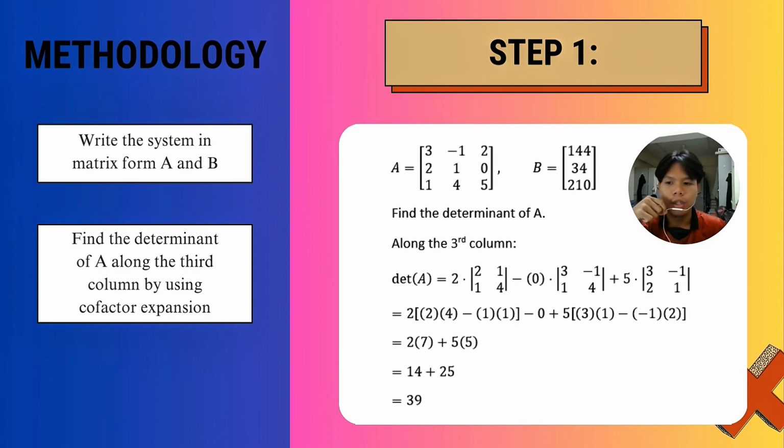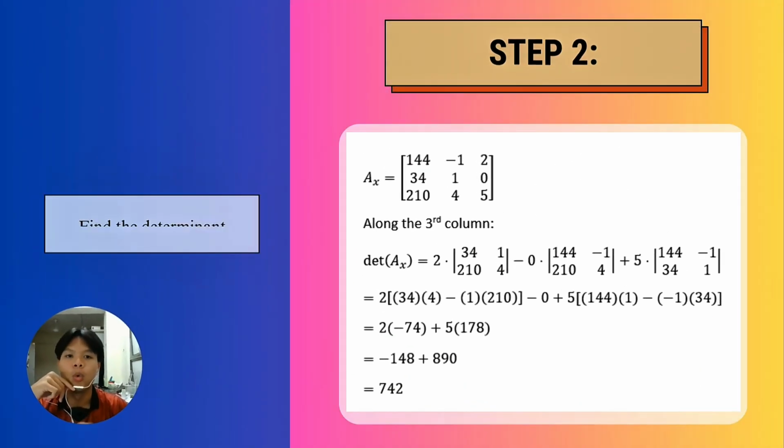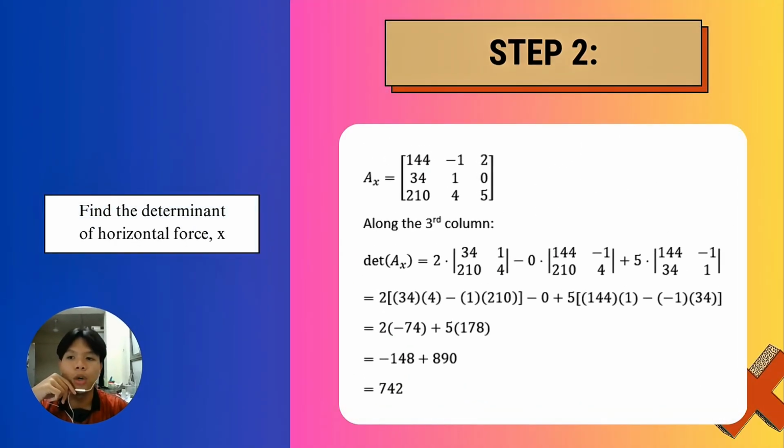We are not going to stop here, so we will proceed to the next step, which is to find how much force can be applied by using Cramer's rule to make sure that the suspension bridge is stable. So we move on to the next step. To find the horizontal force, we must find the determinant of it first. We are going to substitute matrix B into the first column of matrix A and rename it as matrix AX.